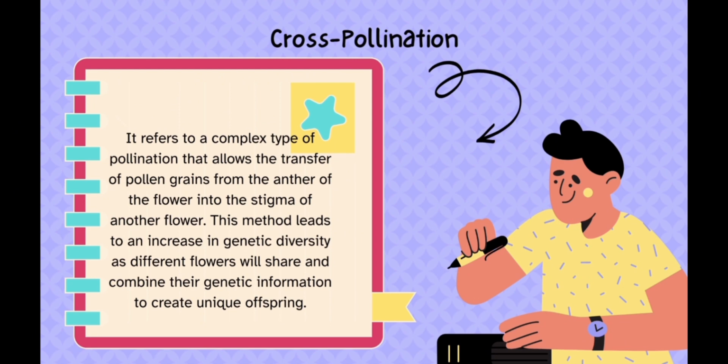Cross-pollination. It refers to a complex type of pollination that allows the transfer of pollen grains from the anther of one flower to the stigma of another flower. This method leads to an increase in genetic diversity as different flowers will share and combine their genetic information to create unique offsprings.